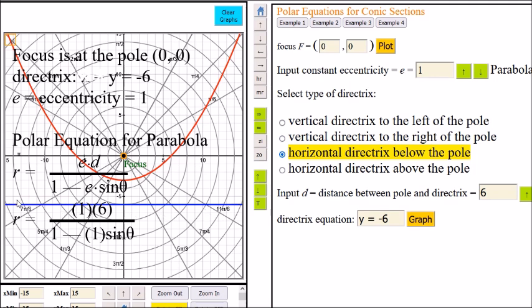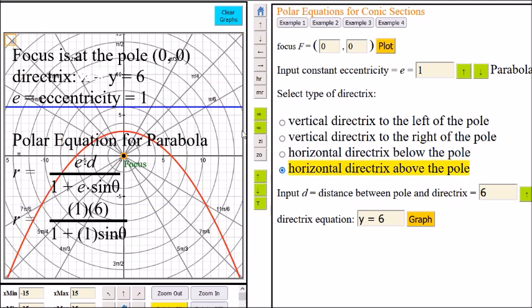Horizontal directrix below the pole, the equation will be r equal to ed divided by 1 minus e sine of theta. Horizontal directrix above the pole, then the polar equation will be r equal to ed divided by 1 plus e sine of theta.